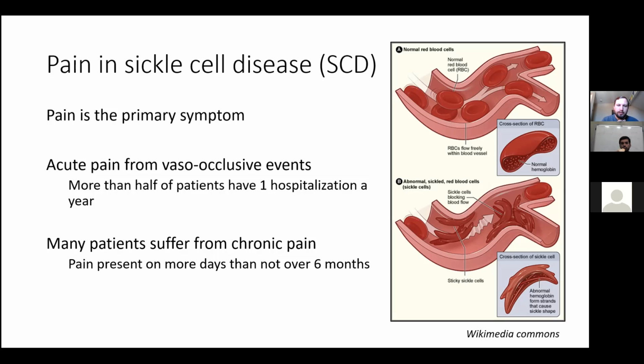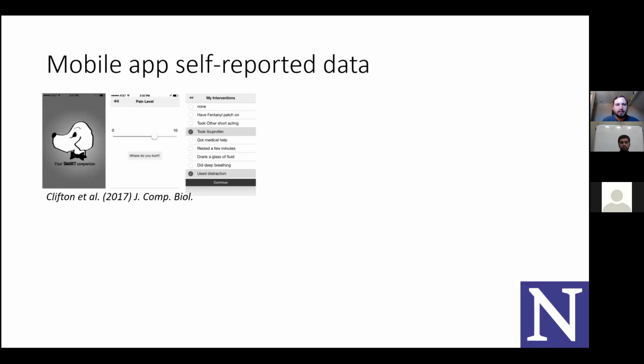And these acute pain events occur for more than half of patients: they have one hospitalization a year from these acute pain events. And many patients suffer from chronic pain, where they are experiencing some amount of pain on more days than not over a period of about 6 months.